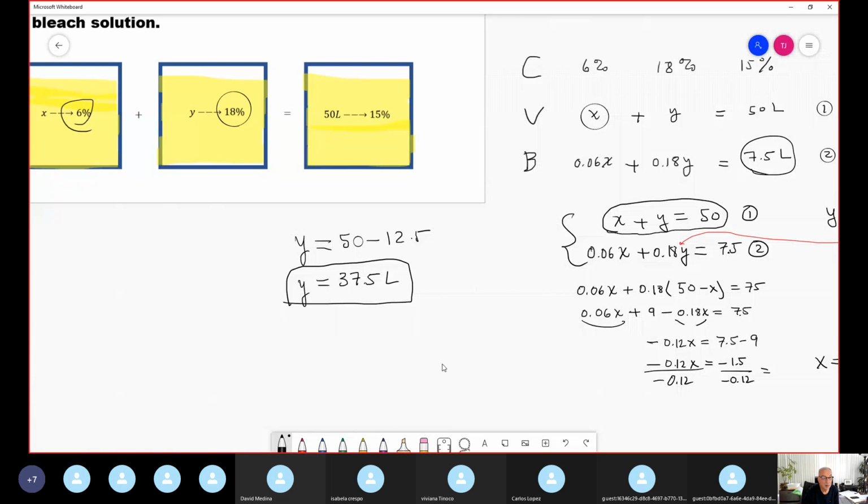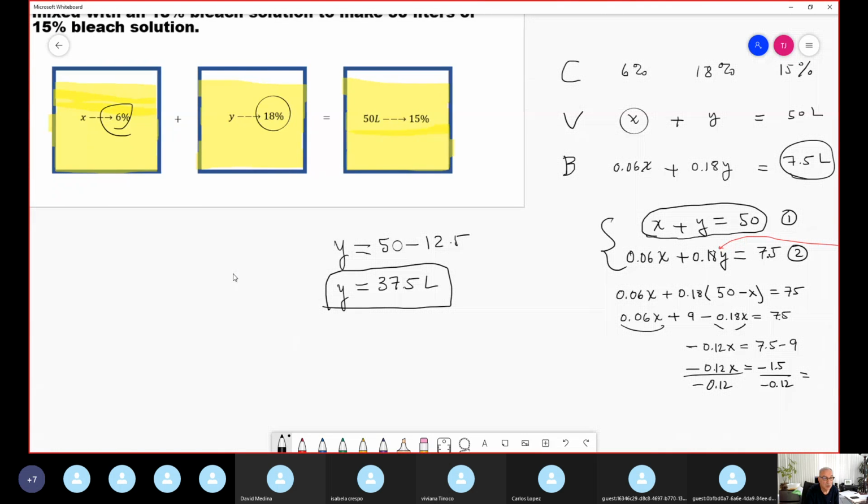So the mixture is composed of x equal to 12.5 liters, and y 37.5 liters, and together 50, no? For sure. And let me verify to double check it. No, not necessarily do that. See if the concentration is 15% or not.